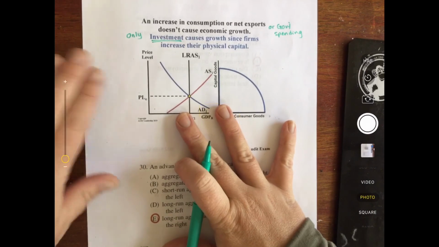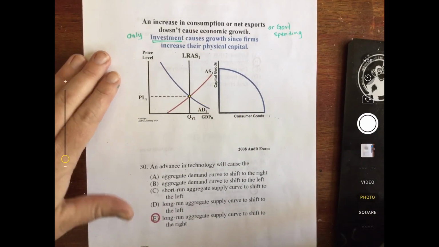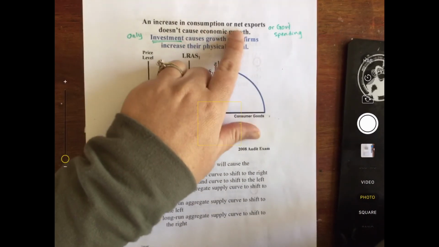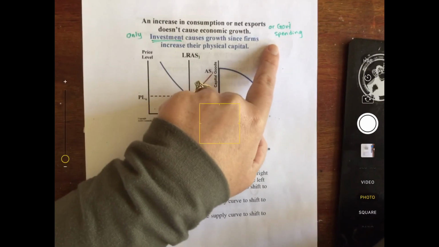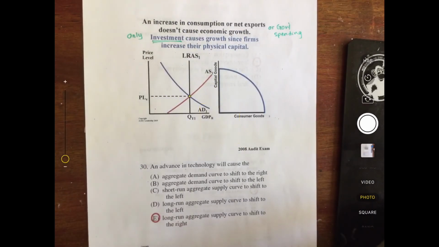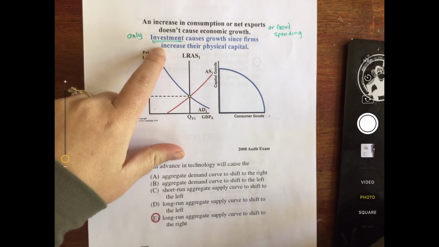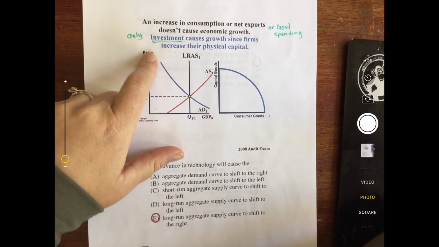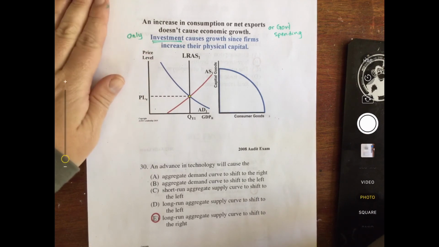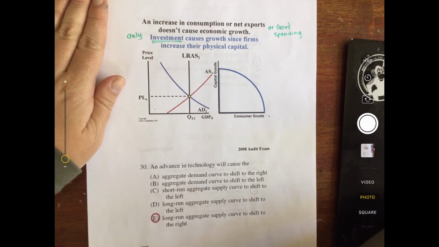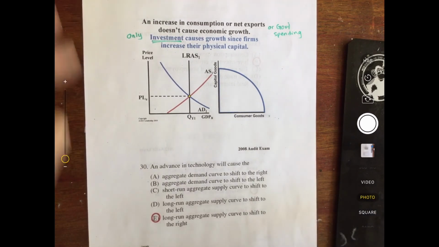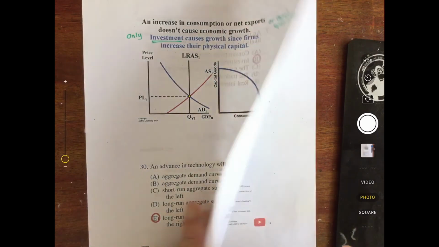An increase in consumption or consumer spending or net exports or government spending does not cause economic growth. That does not cause our long run aggregate supply to shift to the right. Only investment is going to cause this growth because firms can now increase their physical capital, meaning they can be more productive. There are 3 multiple choice questions for you to go through.